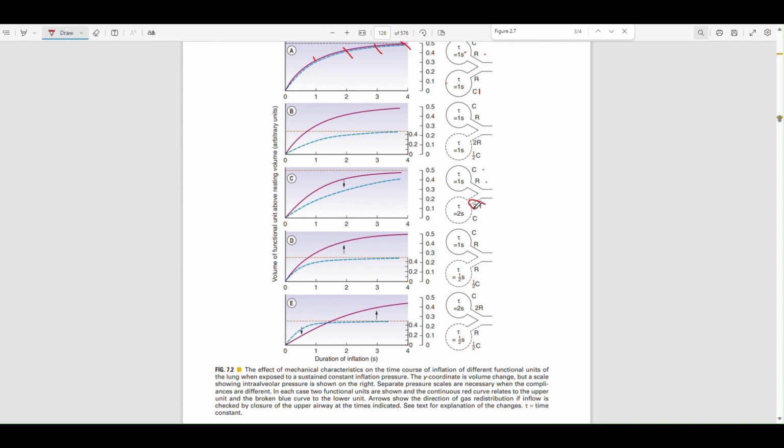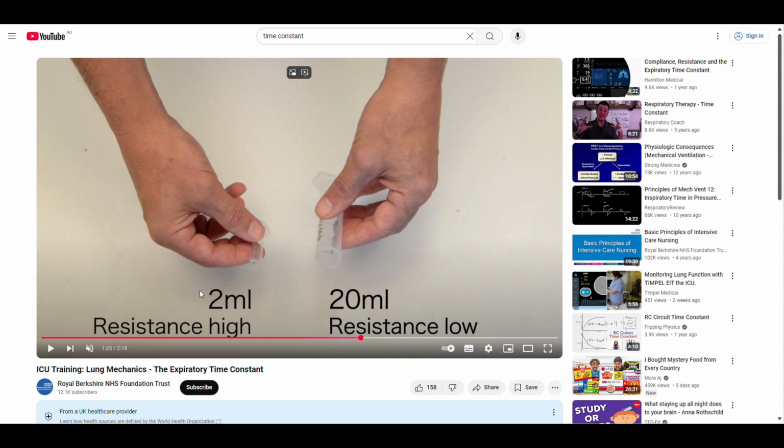Now here we have double resistance. What did we say when there's an increased resistance? It will still fill, but it will take a longer time. How do we know this? Let's look at this. Resistance is 2 mil in a small syringe. Resistance is 20 mil in a big syringe. So obviously this is low resistance and this is high resistance. So we're focusing on the high resistance.